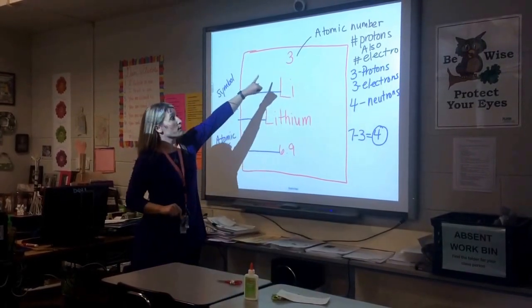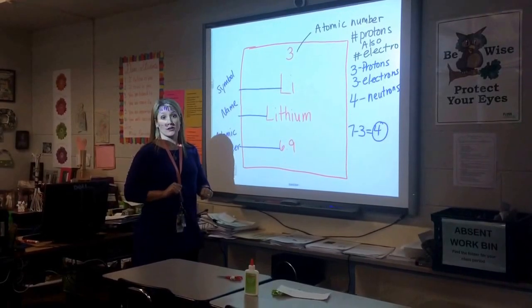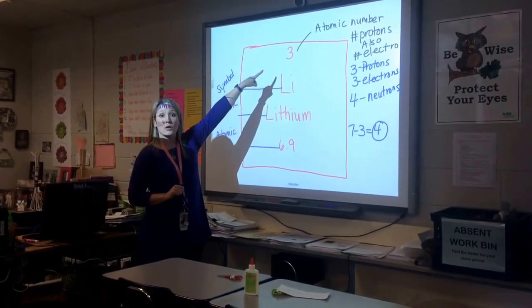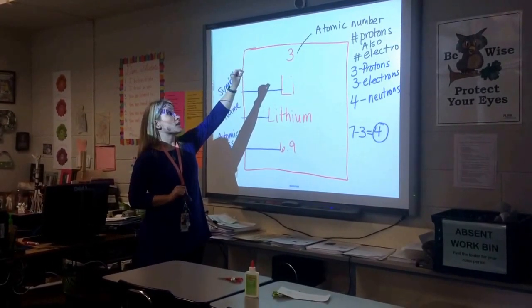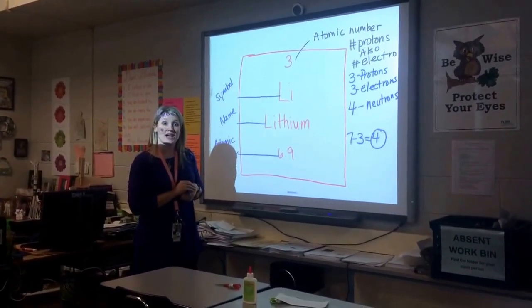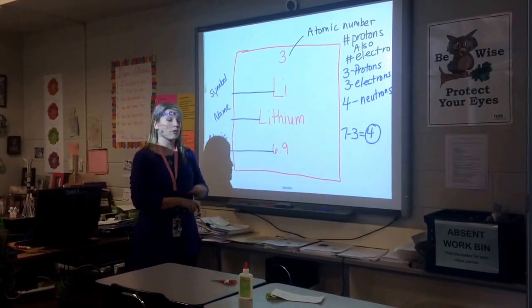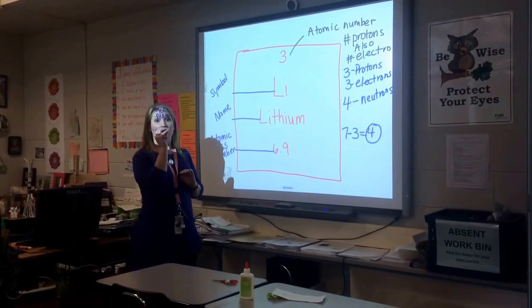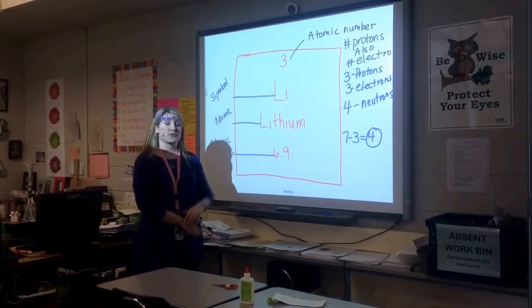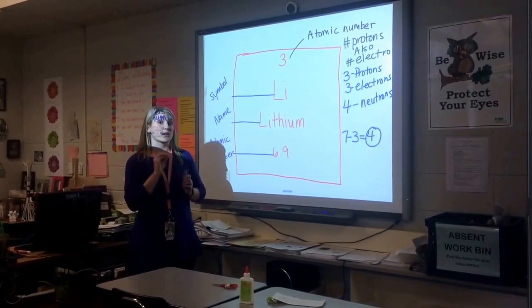So you've got 3 protons, 3 electrons, and 4 neutrons. Your atomic number, which is your whole number, is always your number of protons. Your electrons will be equal to that. And then your neutrons will be found from rounding your mass number to the whole number and subtracting your atomic number from it. I've got a worksheet that you're going to be working on.